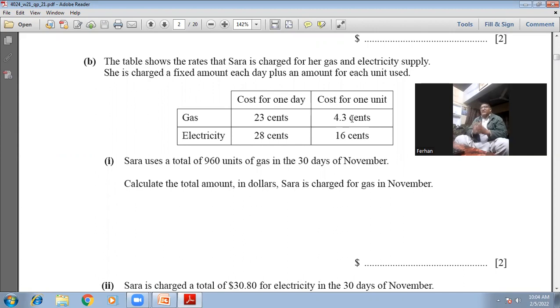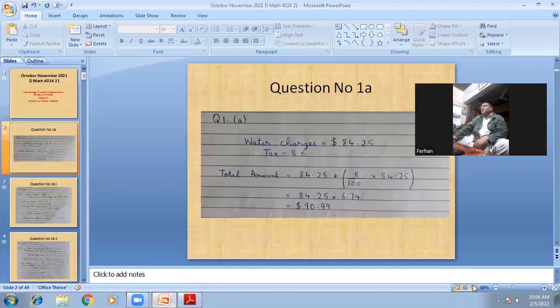Okay, so the bill of November will be, there are 30 days. So 30 multiply 23 cents plus 4.3 multiply 960. This is how you will calculate this bill. Let me show you.